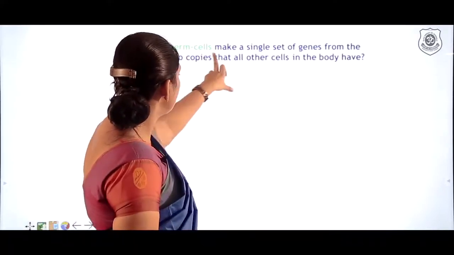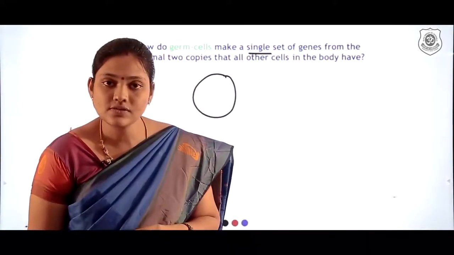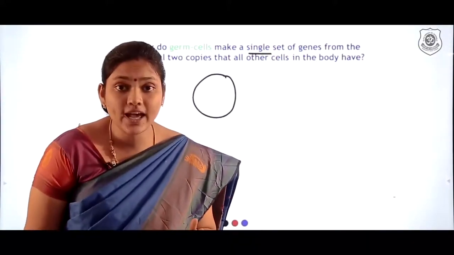How do germ cells make a single set of genes? This is very important for you to understand, the single set of genes. How do germ cells make a single set of genes from the normal 2 copies that all other cells in the body have? Let's take human as an example over here. Okay, let me just put a human cell. What is the chromosomal number in all of our body cells, children? It is 46.